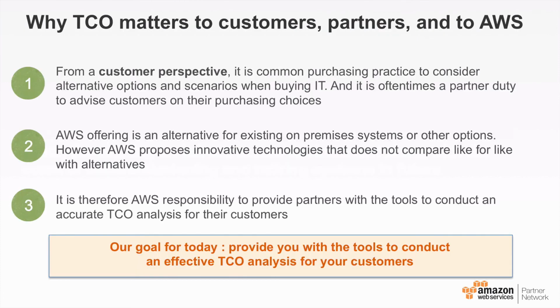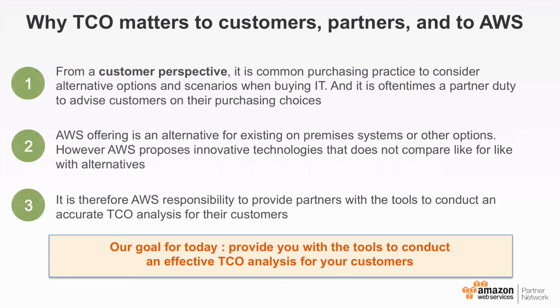And why does this matter to customers, partners, and to AWS? Well, from the customers' perspective, it's very simple. It's common practice and good practice to consider alternative options and scenarios when buying IT. You want to make sure that you're getting the best value and most cost-optimal option when you are delivering IT services, and that you're not overspending or wasting your company's precious financial resources, be that capital or operational expenditure. So it's the obvious role of customers to try and optimize cost. And it's often the duty of a partner, an AWS partner, to advise customers on their purchasing choices. So there's definitely a role for AWS partners in helping customers understand what their TCO could and will be.